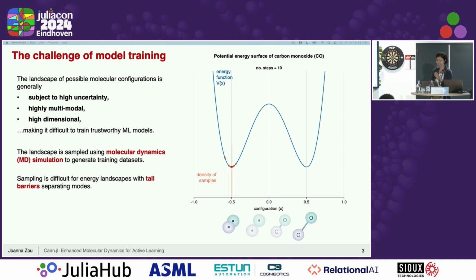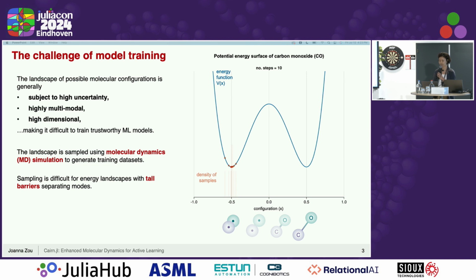Now, the challenge here is the same as with any machine learning model, which is that the model is only as good as the data that you train on. So we operate in the regime of small data sets, meaning that our models can be subject to high uncertainty. And in molecular applications, the landscape of configurations that we train to is often highly multimodal and high dimensional. So we can understand this using an illustrative example.